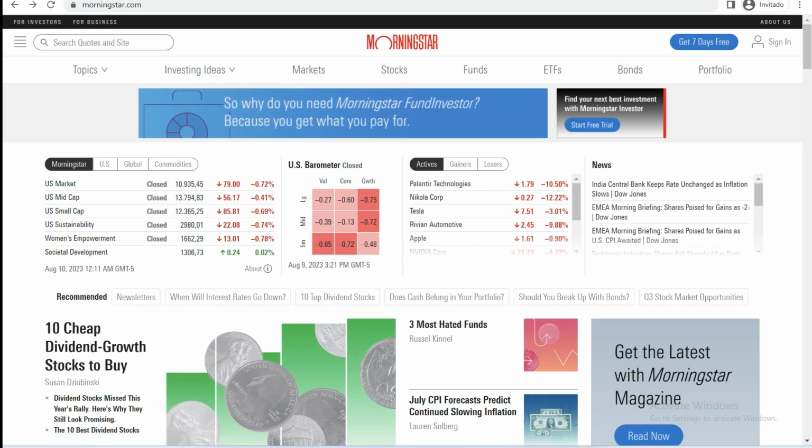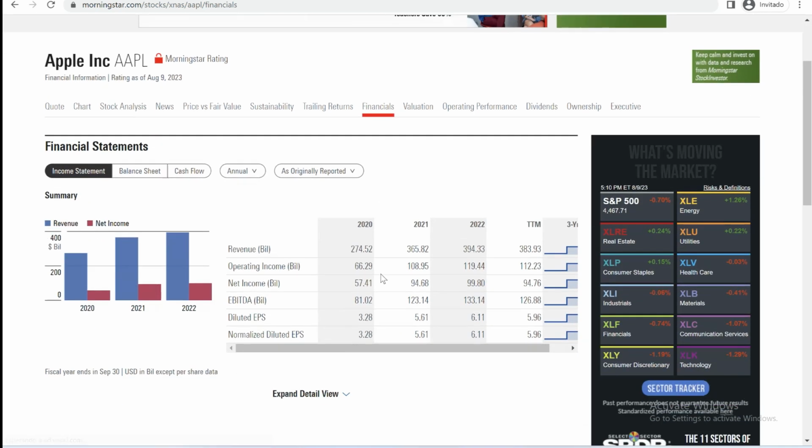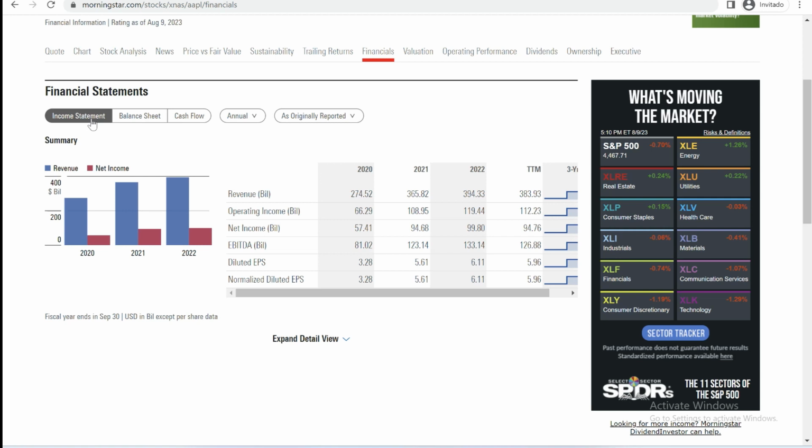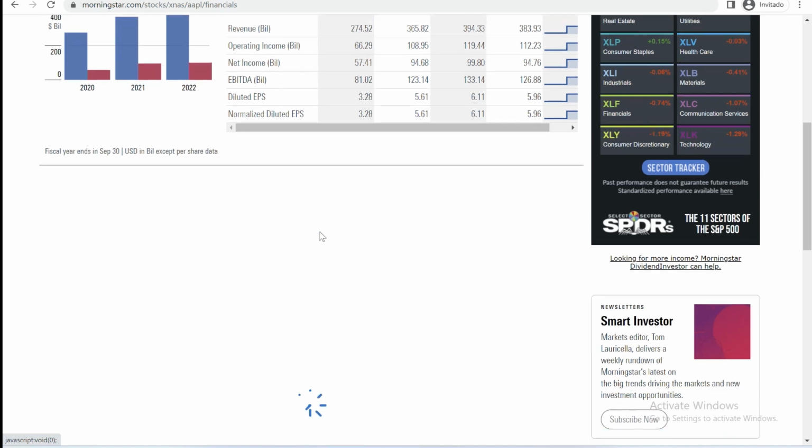For Morningstar, let's first look for the company to analyze. Once you have, let's go to Financials, which is where you'll find all three statements. Here you can actually select the one you want to look at, in our case, the income statement, and then click on this Expand Detailed View option to see the entire thing.